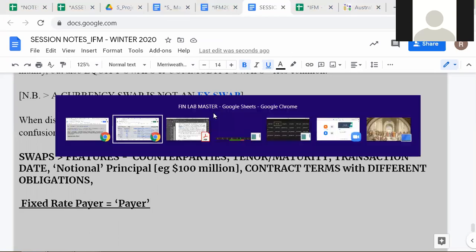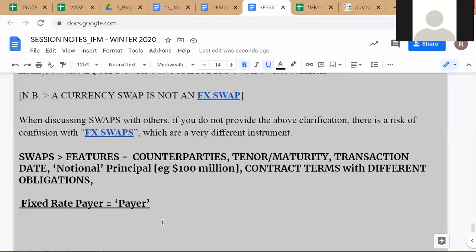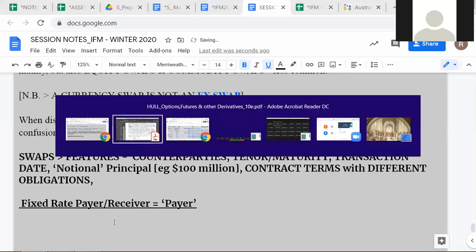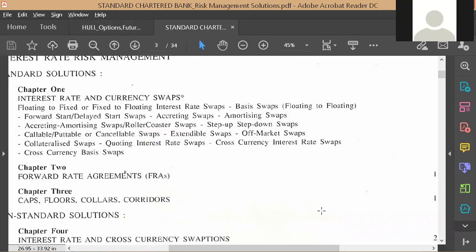So in this case, Apple would refer to this transaction as "we just paid on a 3-year swap with Citi." Citigroup will say "we just received on a 3-year swap with Apple." Okay, so we should write this. I think it's there in my book, but I'll just write it anyway. Fixed rate payer is equal to payer, receiver. Let's call this payer, receiver, because there are some terms later on you'll see if you go to this book.